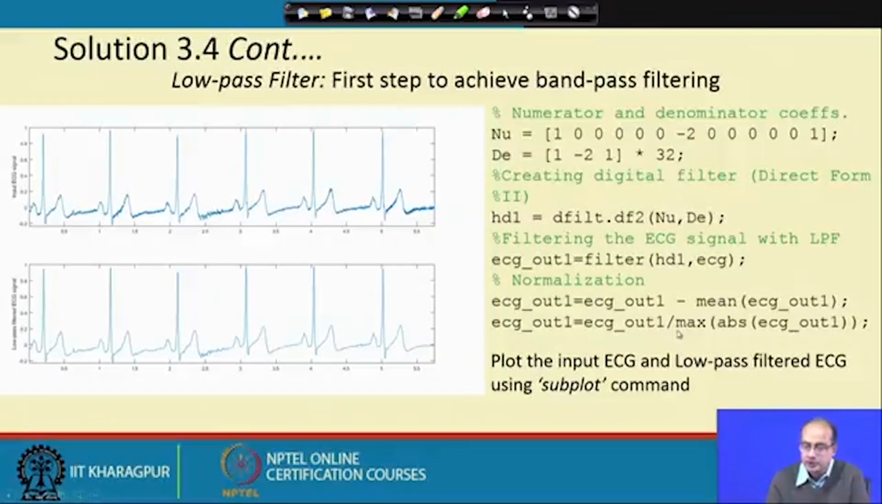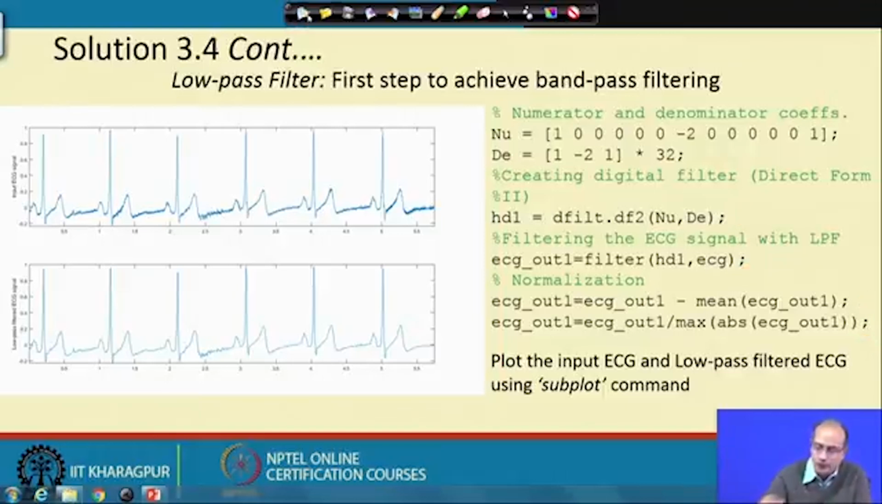So, we have made use of that numerator coefficient and denominator coefficient and created the filter here. Once the filter is made, we convolve it with the ECG signal to get the output, and then we have removed the mean, as well as normalized the signal to make it between -1 and +1. Okay.